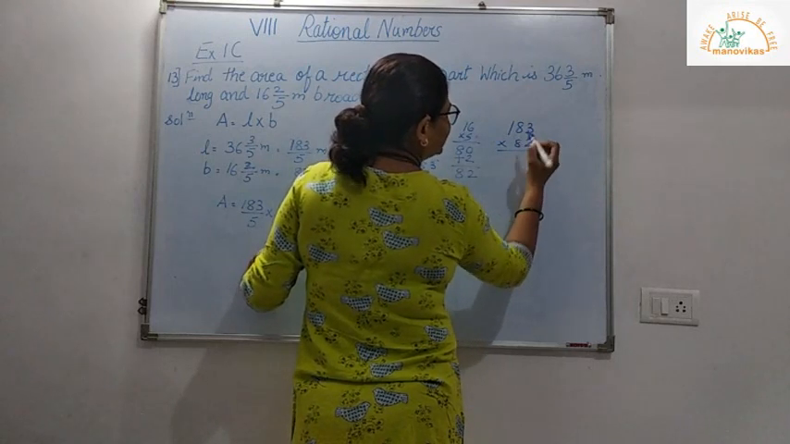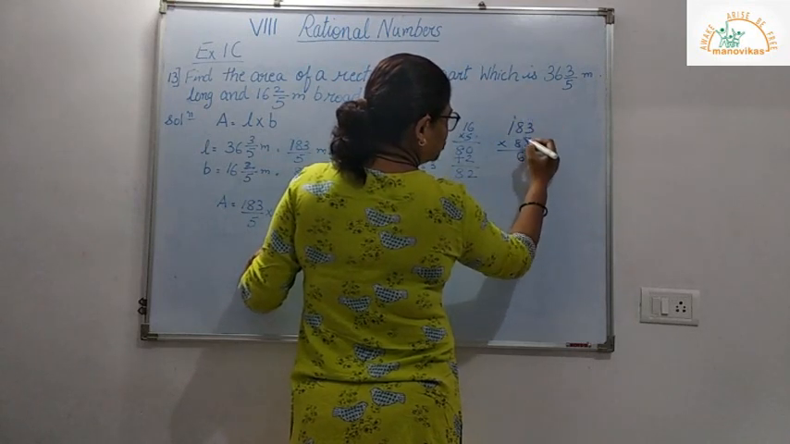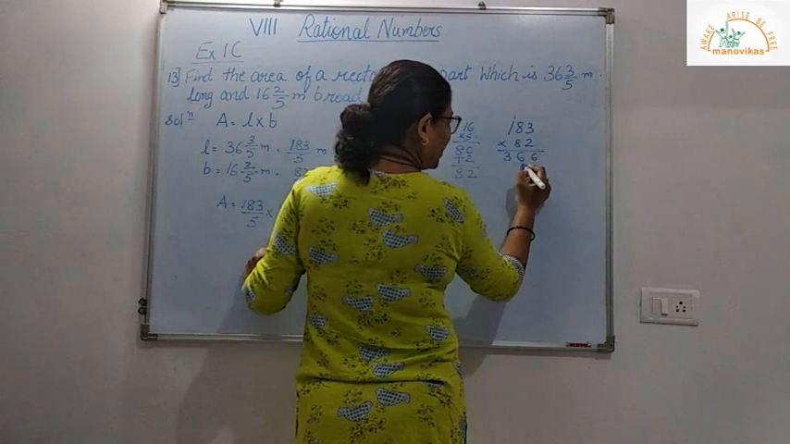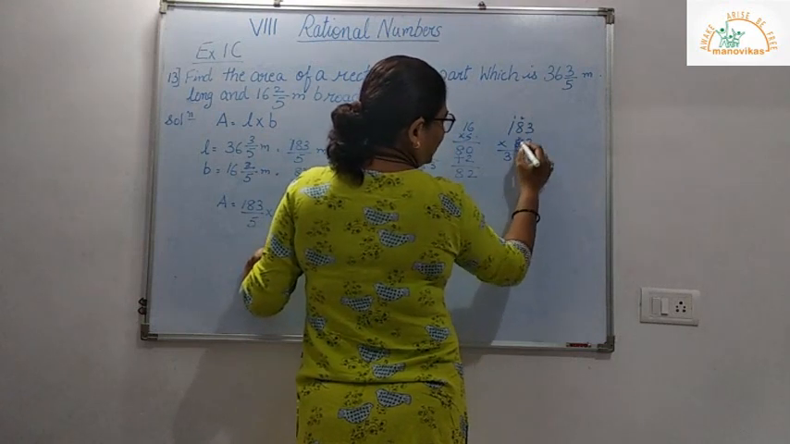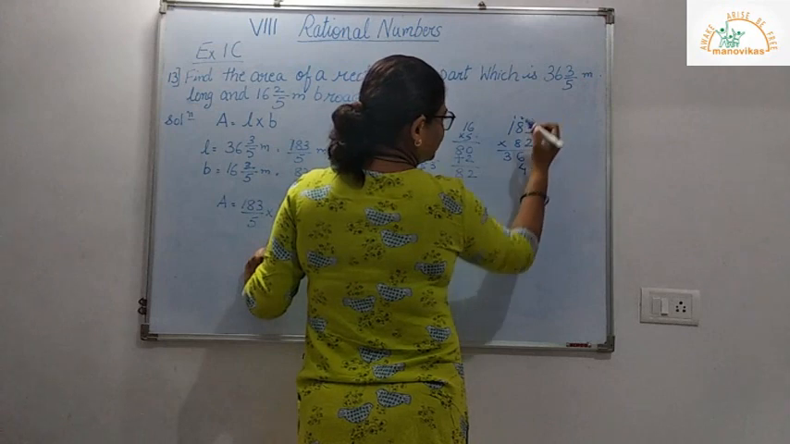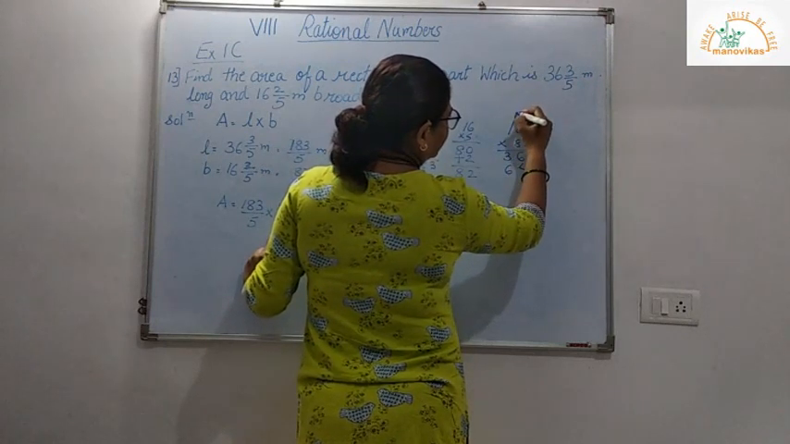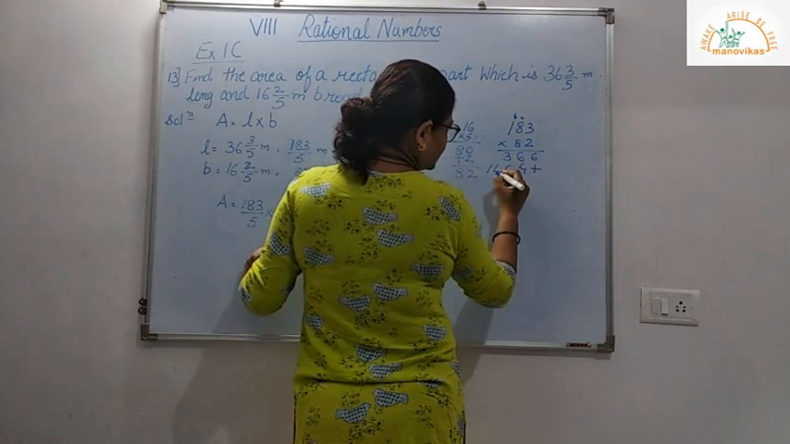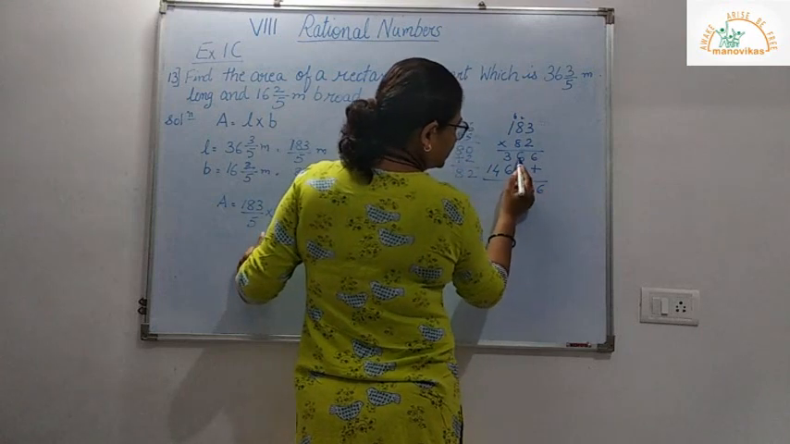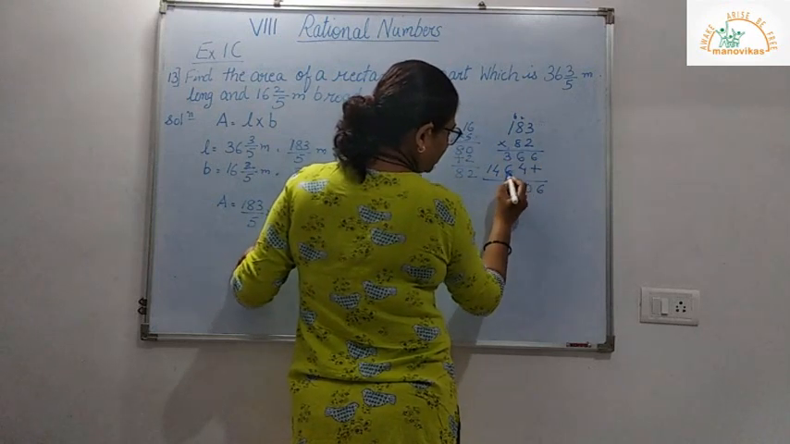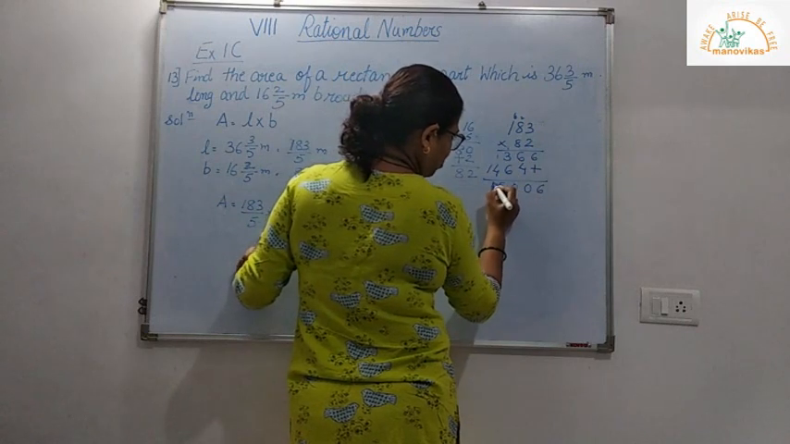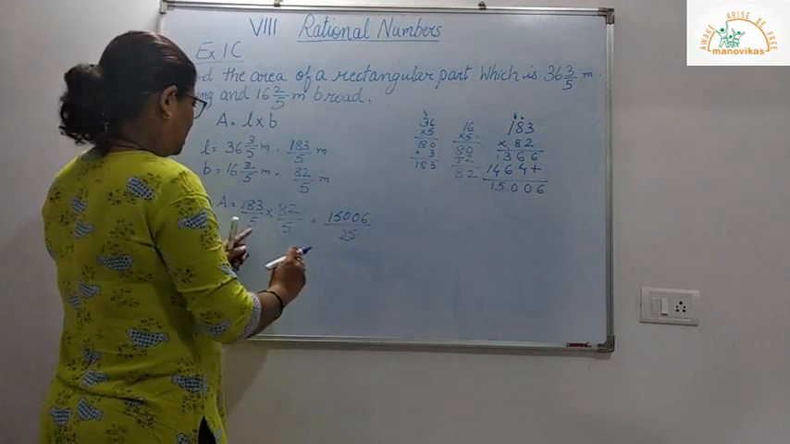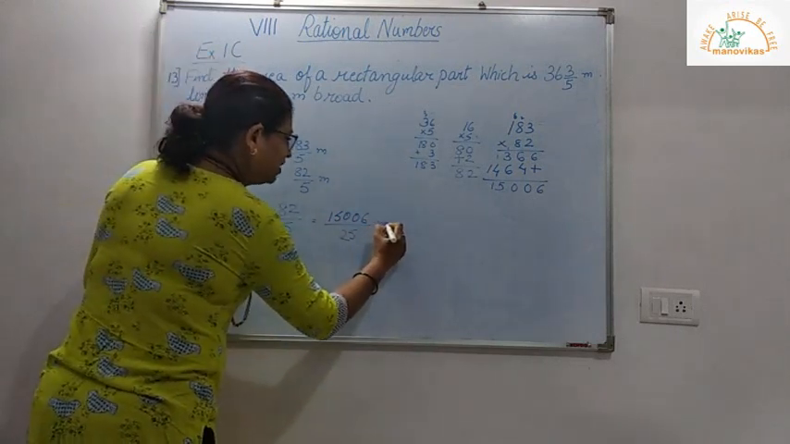Then 2 8s are 16. Carry 1. 2 1s are 2 and 1 is 3, plus 8 3s are 24. So 2, 8 8s are 64, 65, 66. So 6, and here 6, 8 1s are 8, 9, 10, 11, 12, 13, 14. So I get here 6. 6 plus 4 is 10, carry 1. Again 10, carry 1, 5, 1. So in the numerator I get 15,006. Now it is area, so it is in meter square.